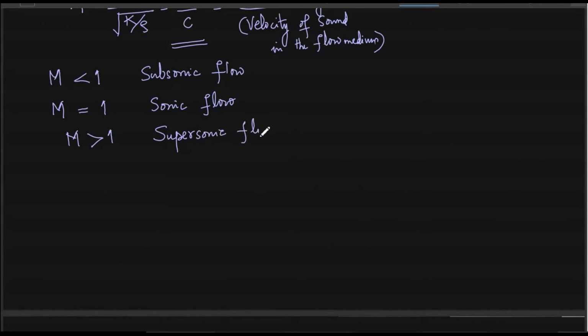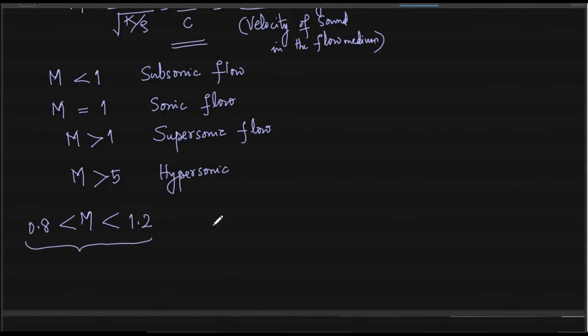Supersonic flow, and extremely high Mach number, for example M greater than 5 when you consider motion of rockets and all, that you can say hypersonic. Or when Mach number is in the vicinity of 1, in the vicinity of sonic flow, between say 0.8 to 1.2, a very critical flow regime in aerodynamics, this is called transonic. That also you try to remember. Transonic, maybe required later.